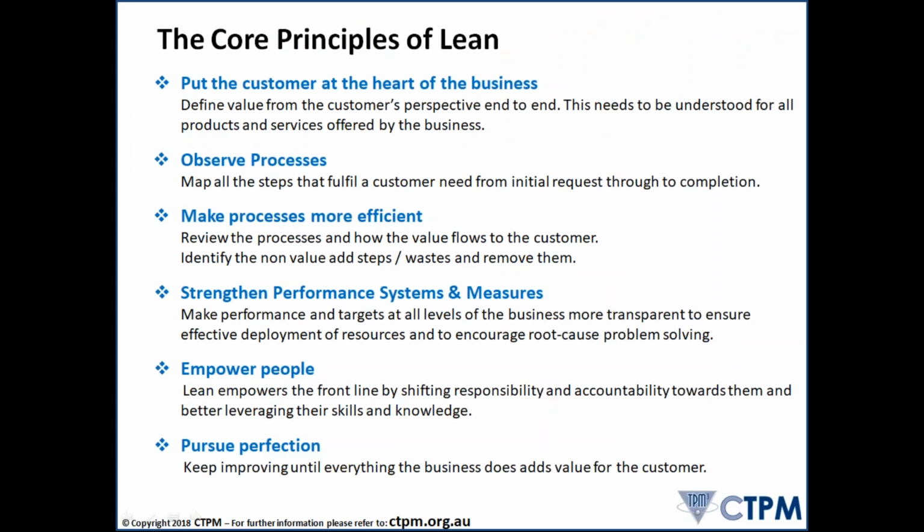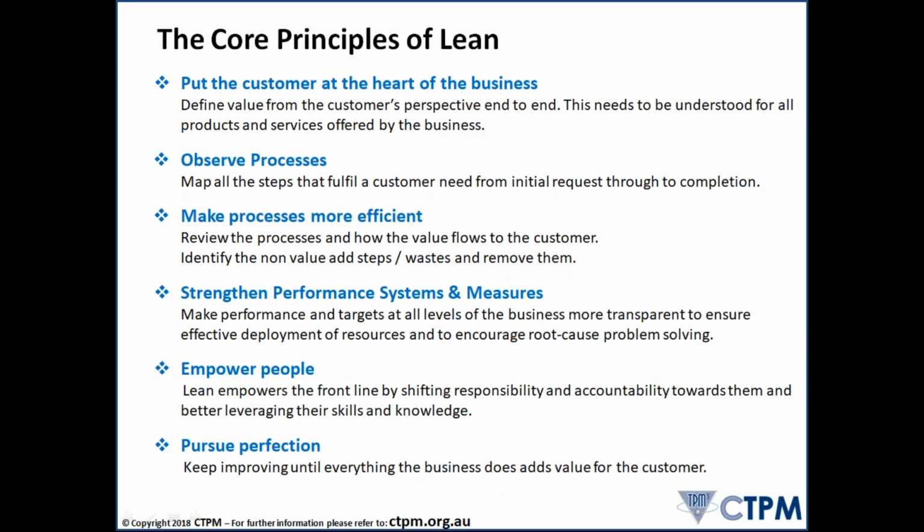So lean is all about putting the customer at the heart of the business, of everything that we do. So end to end, we should be defining value from the customer's perspective. And that needs to be understood for all the products and services that we offer. We then want to observe our processes. So linking back in with time and finding time, we often get so busy in just doing rather than taking a step back and saying, is that the best way? So with lean, we want to actually observe our processes and look at all the steps that it takes to fulfill those customer needs. When we do that, we're then able to make those processes more efficient. And once again, look at, are we actually adding value to the customer in every step that we're doing? And if we're not adding value, then what is the purpose of it and how do we remove that?